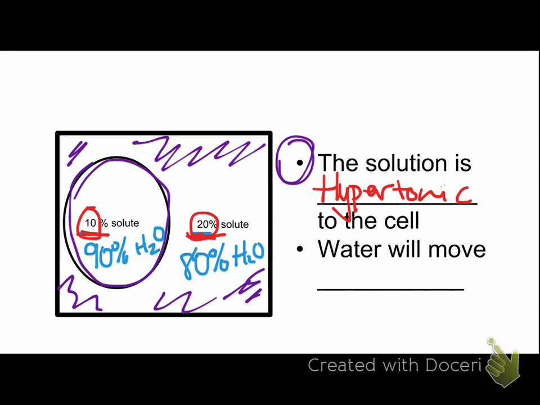So now, once again, what way does water move? Water moves from where there is a lot of water to a little water. So there is more water inside the cell than outside of the cell, 90% to 80%. So my water is going to go from an area of high water to low water, which means that my water is going to move out in order to help me reach equilibrium. So water will move out of the cell.